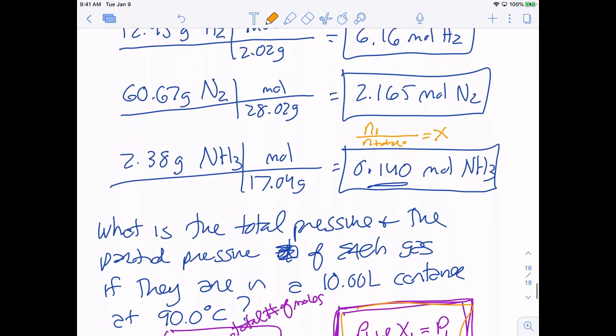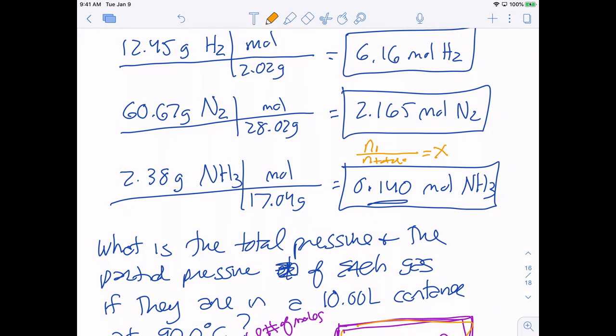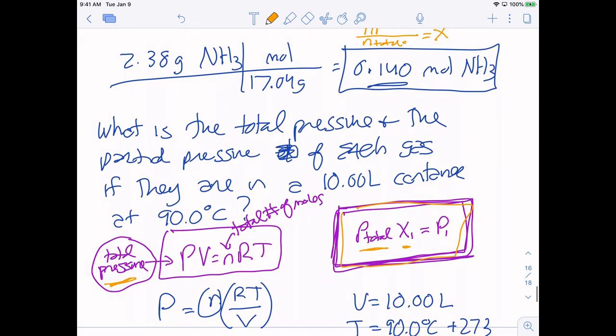You would then do that again. You would put the moles of nitrogen on top, total number of moles at the bottom, to get the mole fraction of nitrogen. Then back down here, multiply that number by your total pressure to get the partial pressure of nitrogen, and then repeat for ammonia. So please give that a try.